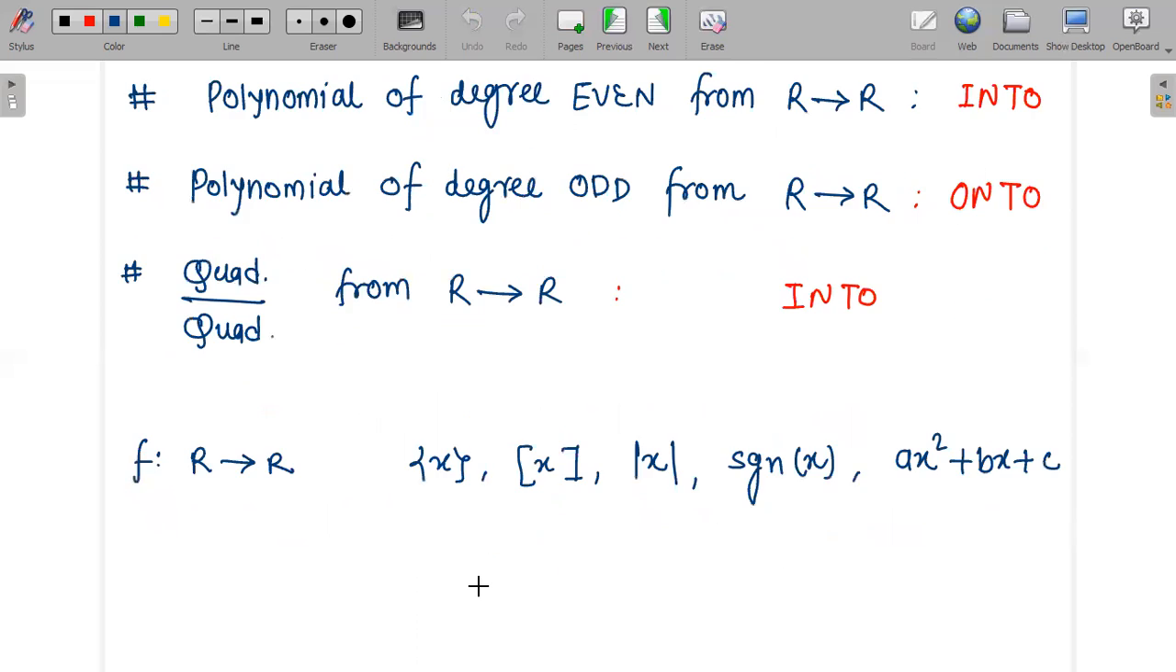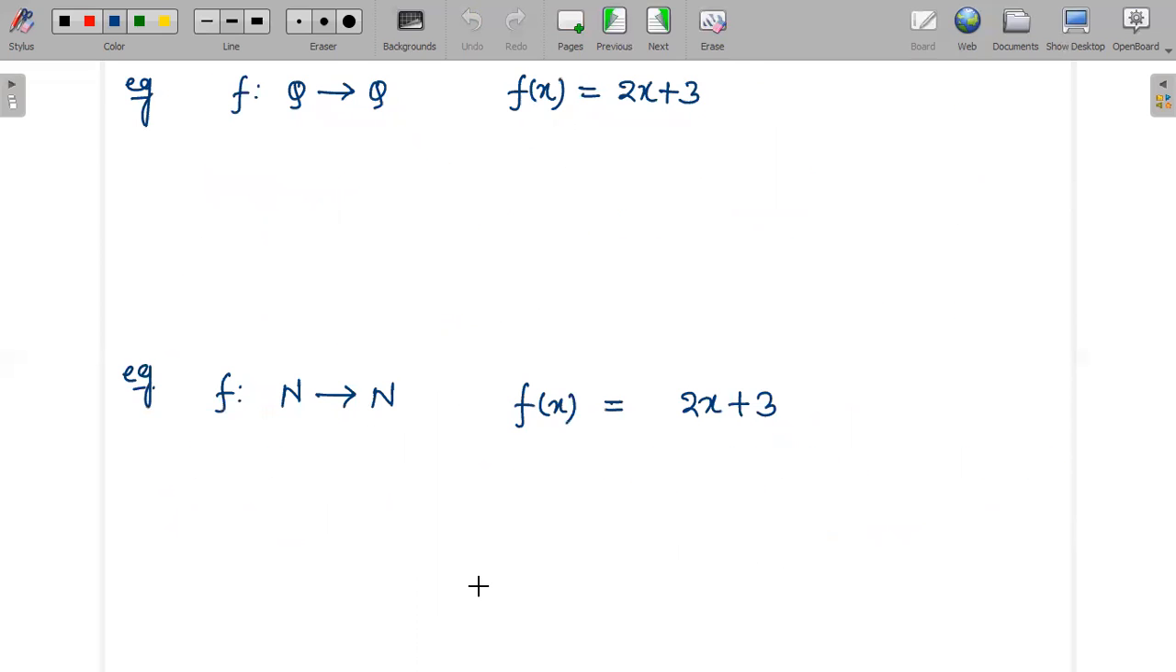Just have a look at a bunch of examples before I give you insight about what an into function is, and a bunch of assumptions which will help you not only to save your time but to create your own theory regarding onto functions. Just have a look at this one.